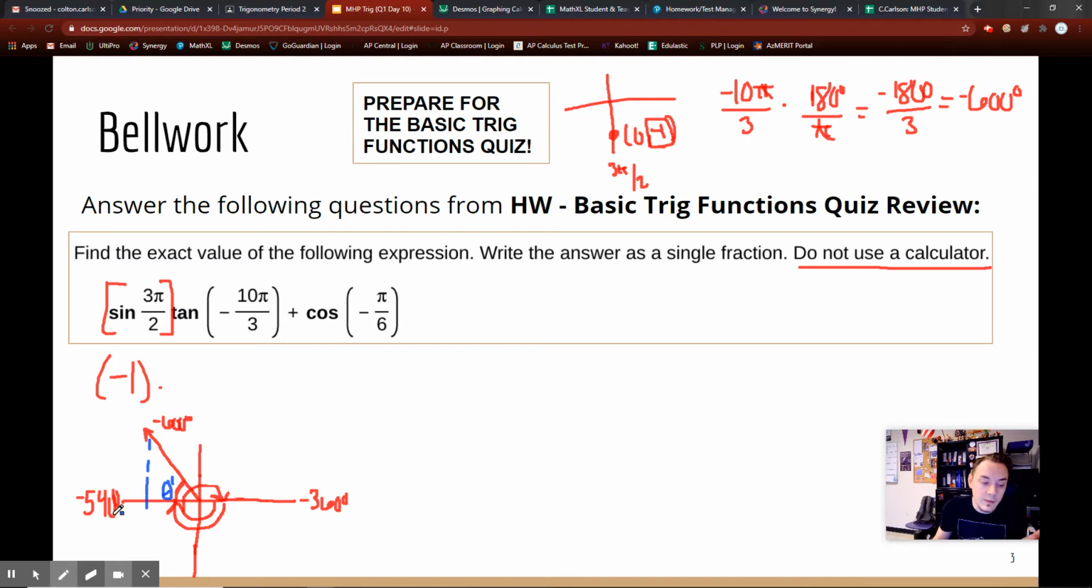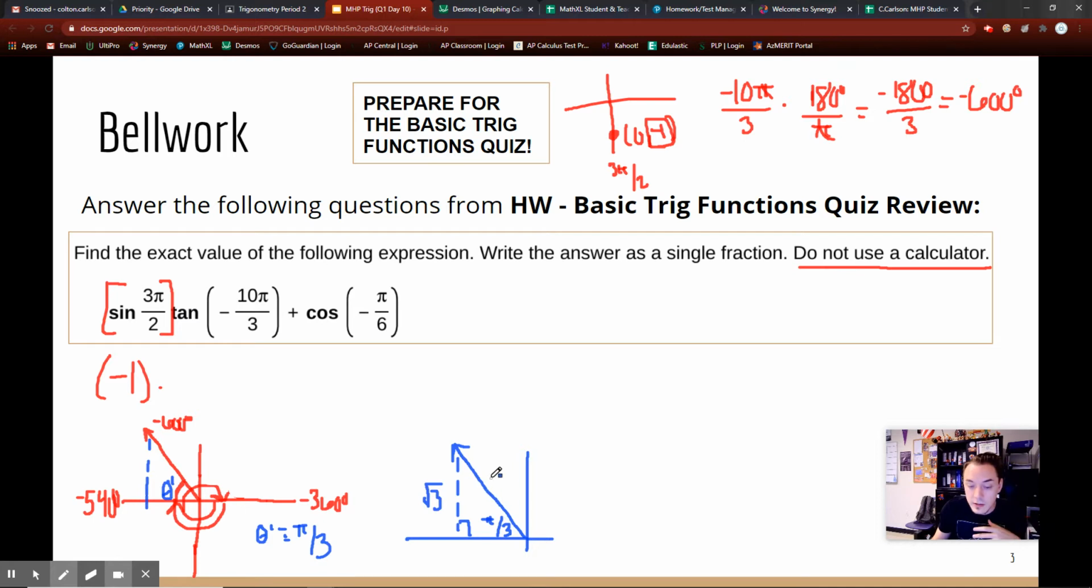Well, how do I get from negative 540 to negative 600? Well, it's 60 degrees. So that means my reference angle is pi over 3 or 60 degrees. So now what I'm going to do is blow up that quadrant because I need to draw a triangle. This is pi over 3, 60 degrees right here. I know that's my reference angle. And then I'm going to start building my triangle here.